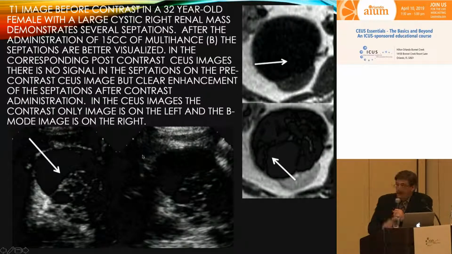Another case, MR without contrast, MR with contrast. Do you think there's enhancement of the septations? Really difficult to tell because of patient positioning changes, etc. But here is the ultrasound with contrast, and again, you can see enhancement of all the septations, and you can see all these enhancing white little berries hanging off here that are all tumor nodules. So very easy to make the diagnosis of cystic renal cell carcinoma.